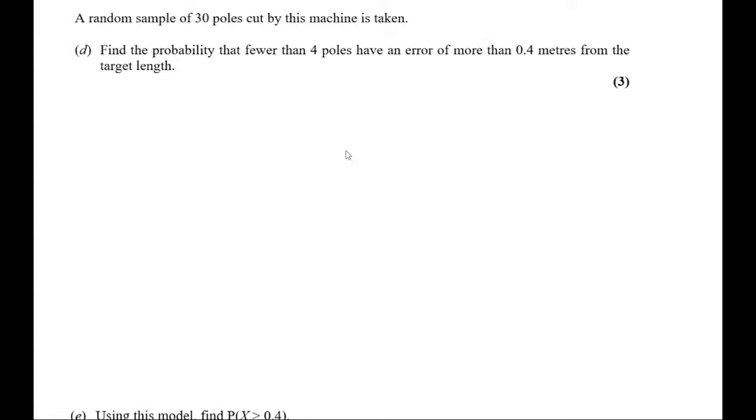So in this part of the question, we were told that a random sample of 30 poles, so there's a big clue right here, 30 poles were cut by this machine. Find the probability that fewer than 4 poles have an error of more than 0.4 meters from the target length. The fact that I was told there was a sample of 30 poles lets me know I'm working with a binomial distribution, and we're going to set that binomial up.